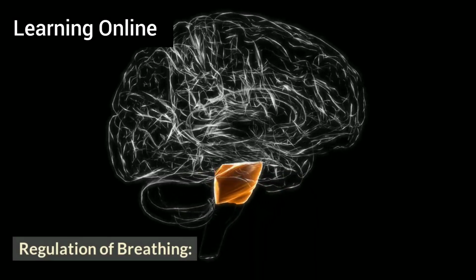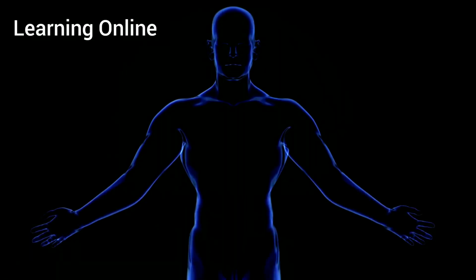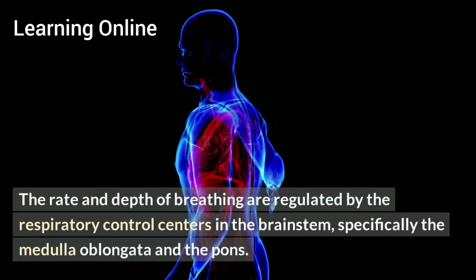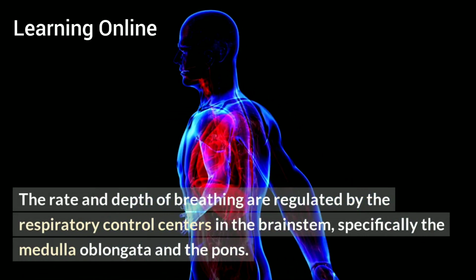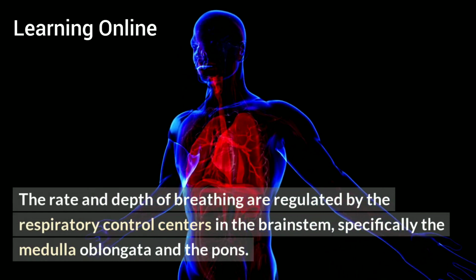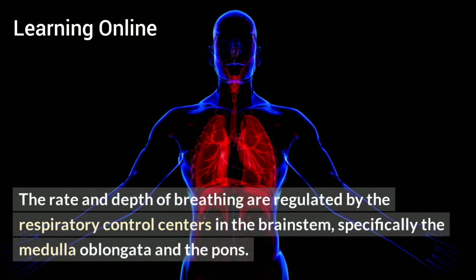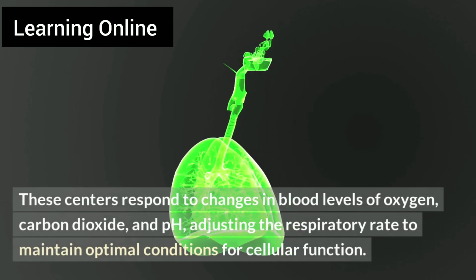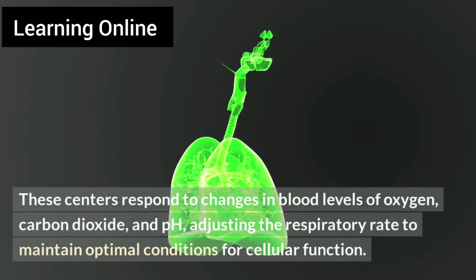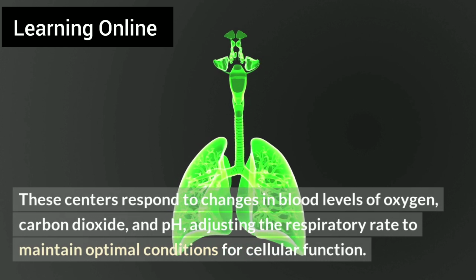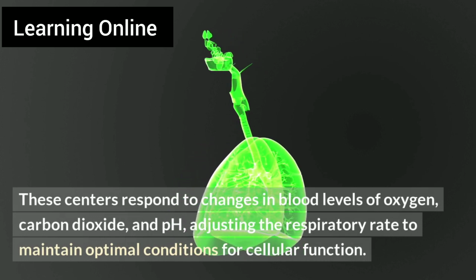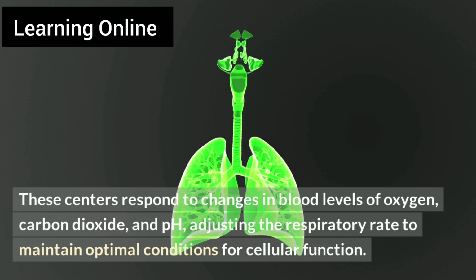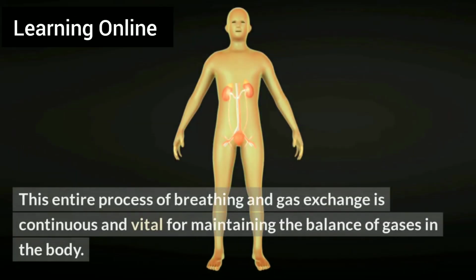Regulation of breathing. The rate and depth of breathing are regulated by the respiratory control centers in the brainstem, specifically the medulla oblongata and the pons. These centers respond to changes in blood levels of oxygen, carbon dioxide and pH, adjusting the respiratory rate to maintain optimal conditions for cellular function.